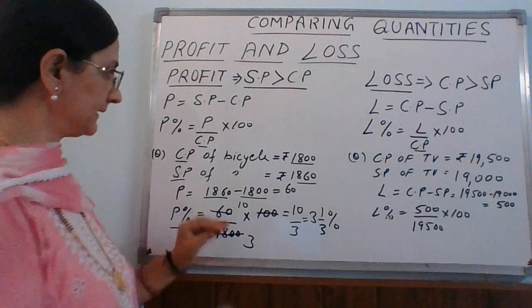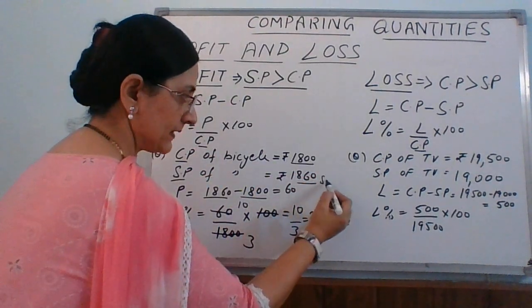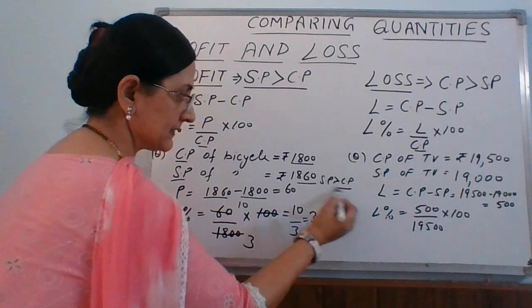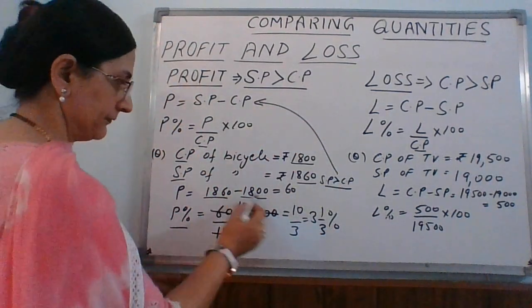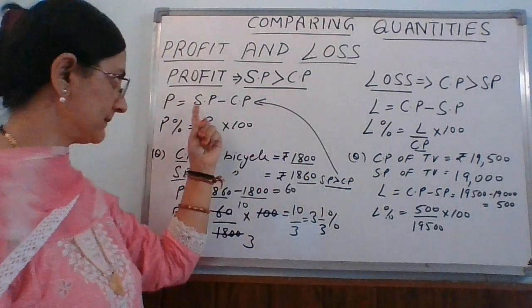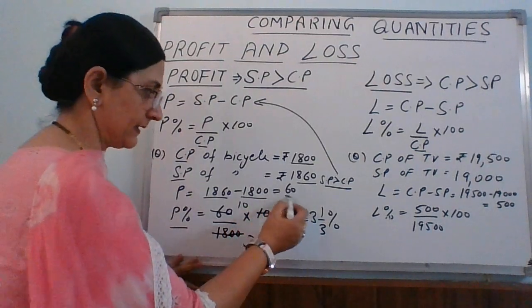So I hope it is clear. CP was given, SP was given, right? So SP is clearly greater than CP, so we will have a profit, right? How will profit come? From the difference. Difference of what? SP and CP. Subtract CP from SP and you'll get that profit.